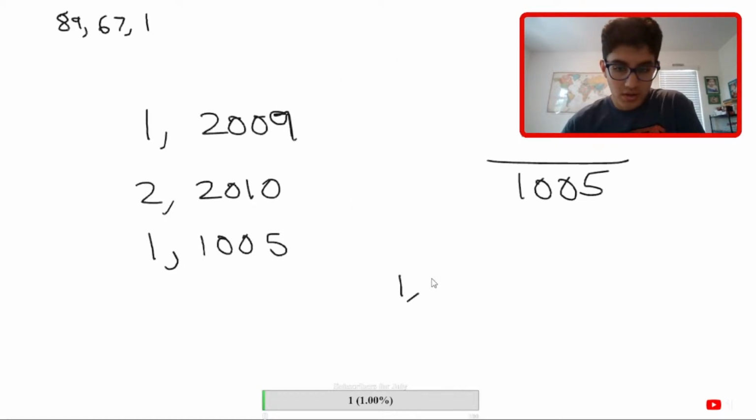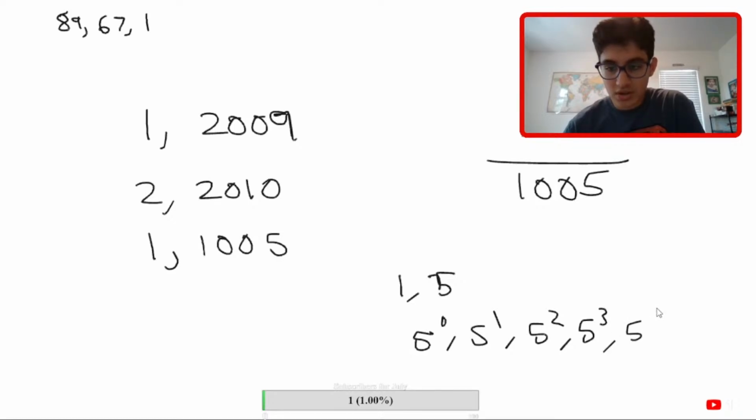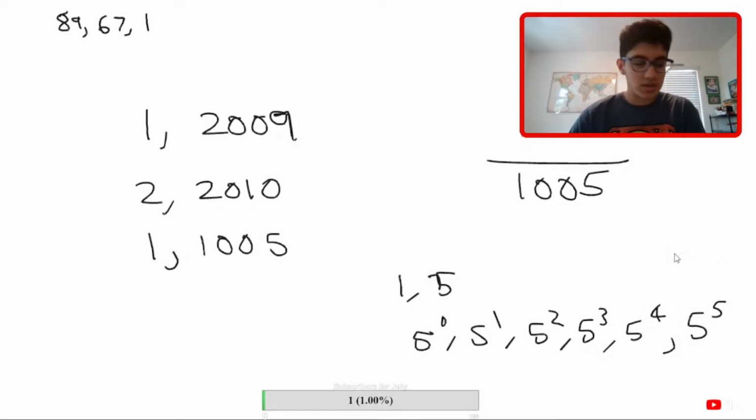You've got 1. You've got 5. So 5 to the 0. 5 1, 5 2, 5 cubed. 5 to the 4th is 625. Is that it? Shouldn't there be like one more? 5 to the 5th will be over 3000. So not that. Now, is there anything else that's odd? I don't think there is. That doesn't make sense, right?